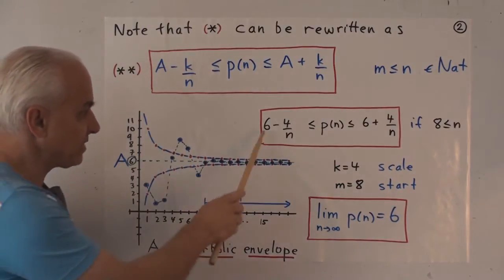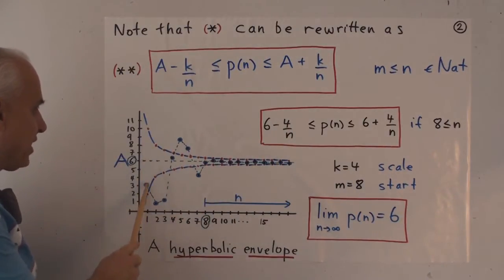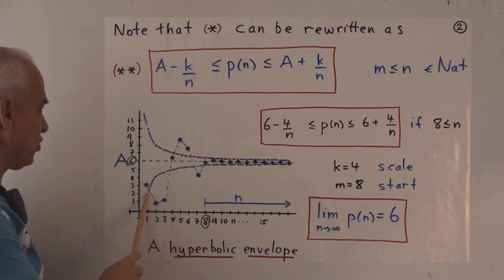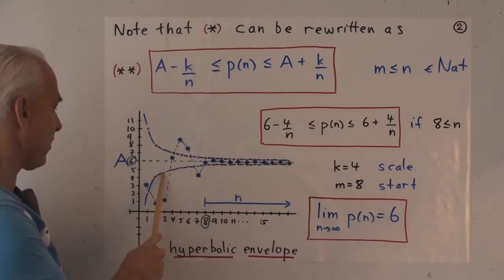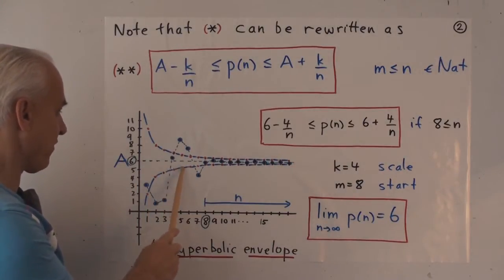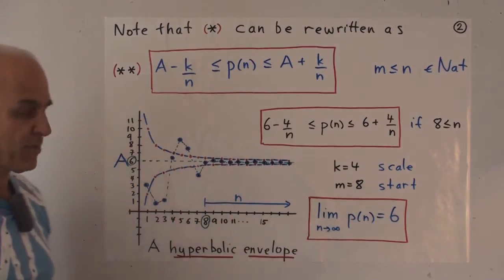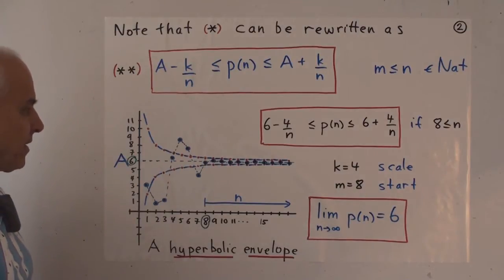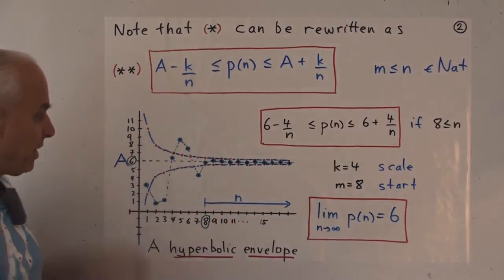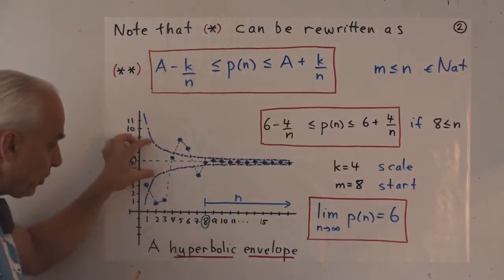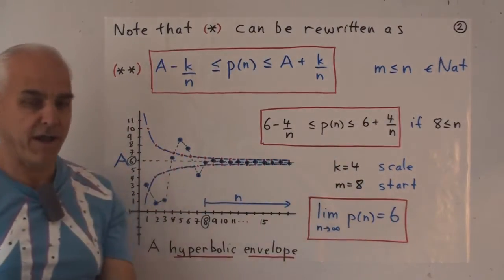On the other side, we have 6 minus 4 over n. So that when n is 1, we have 6 minus 4, which is 2 down here, and then 6 minus 2, which is here, 6 minus 4 over 3, 6 minus 4 over 4, 6 minus 4 over 5, and so on. Those are the values of 6 minus 4 over n, the left-hand side. And so this inequality is just telling us that we want P of n to be within these bounds, to be between 6 minus 4 over n on the bottom and 6 plus 4 over n on the top.